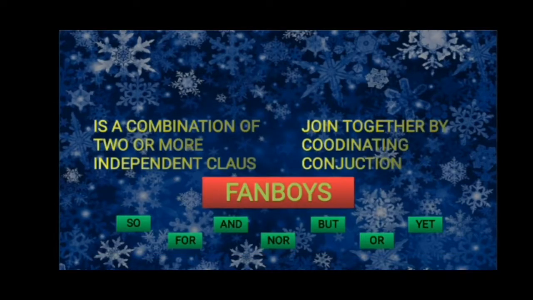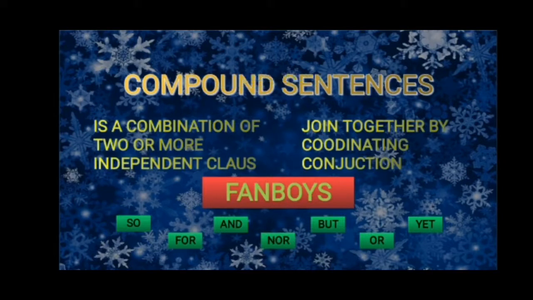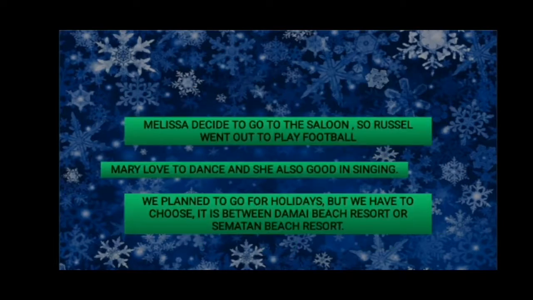So the second one is compound sentences. A compound sentence is a combination of two or more independent clauses. An independent clause is a complete thought, and the two or more independent clauses are joined by a coordinating conjunction. Examples of coordinating conjunctions are so, for, and, nor, but, or, and yet. So let's see the example.